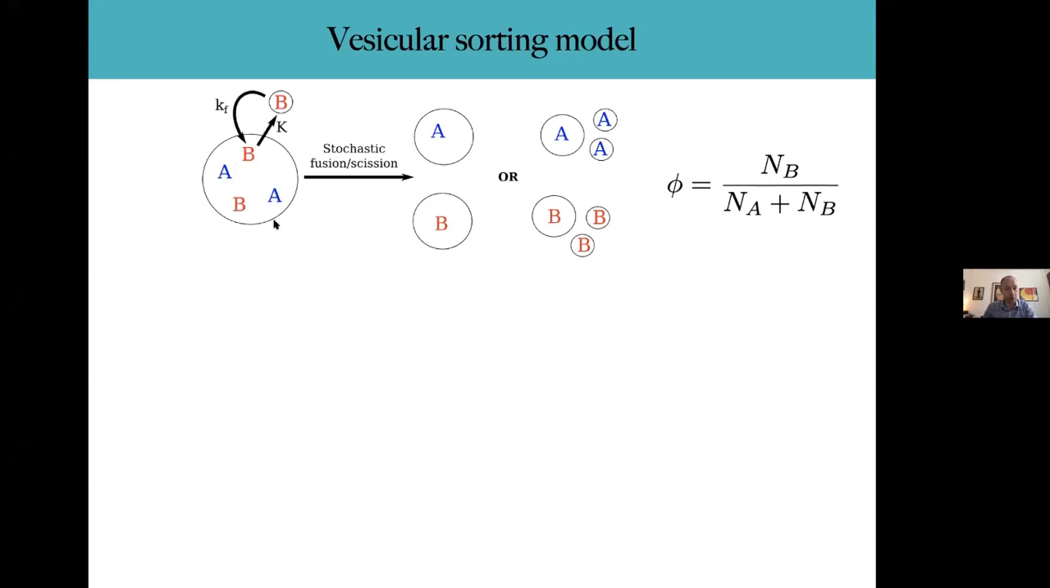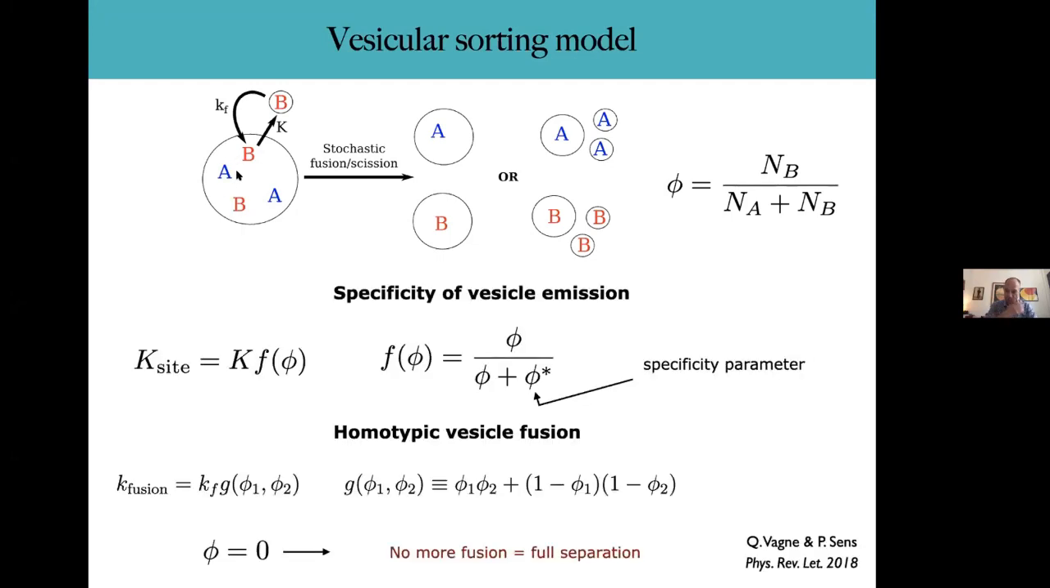have two colors, A and B, and the way fusion occurs depends on how similar the composition of this compartment is to the composition of this vesicle. And here phi is the fraction of B, or red, that you have in this compartment. And of course, if you want homotypic fusion, you need to say that the fusion rate increases if the composition of this compartment is the same as the composition of the vesicle, for which you can use different kinds of mathematical forms. Here I have a mathematical form which looks like Michaelis-Menten kinetics, but it doesn't matter.